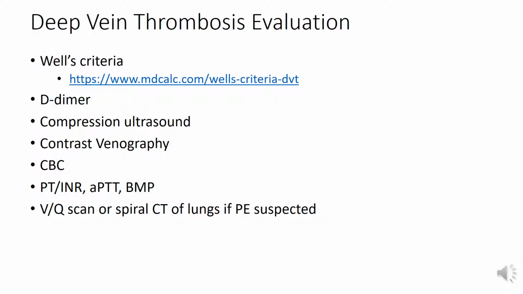Now your ultrasound is going to be your definitive diagnostic. If the vein cannot be compressed, it is considered a thrombus. Also, a contrast venography can be done if non-invasive testing is not feasible or the results are equivocal. A CBC should be done. You might see an elevated white count, especially if there's sepsis. A PT-INR and an APTT should be done. Renal function tests should be done as well. If you have any suspicion of a PE, you're also going to want to order a VQ scan or a spiral CT of the lungs.